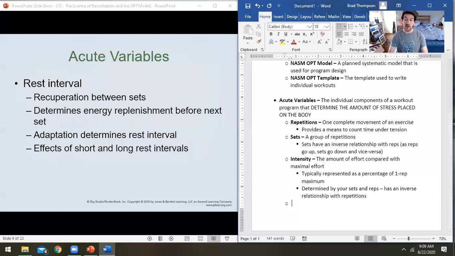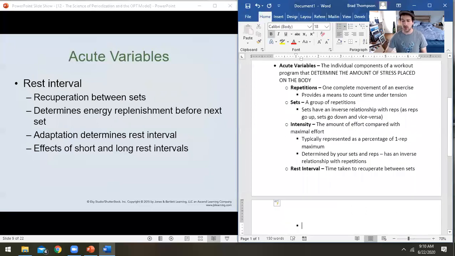And then we have our acute variables. We have rest interval. And your rest interval is the time, it says recuperation between sets. I believe it's the time taken to recuperate between sets. I think that's what it actually says. It's the amount of time taken. This is super important, by the way.